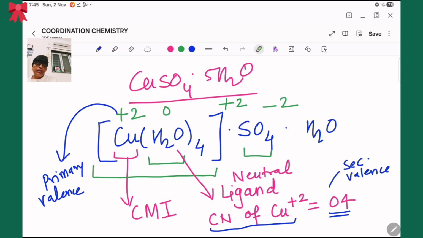And what is the counter ion? The ion which is outside the square bracket, which can be positive or negative, is called a counter ion. So presently sulfate is the counter ion. I'm sure you've understood this logic, children.